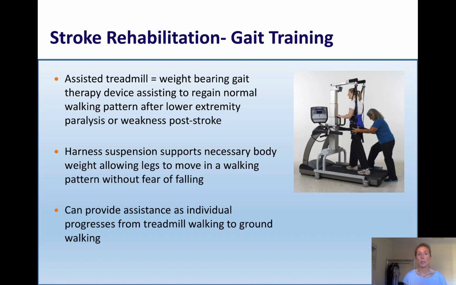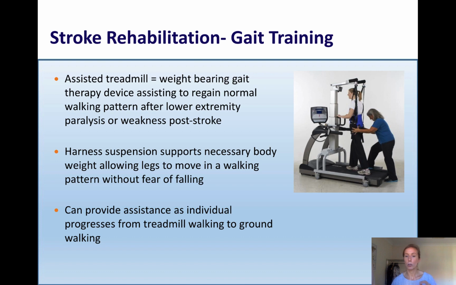So gait training can be really important in stroke rehabilitation. This is probably a more common, across-the-board area that we're always going to have to focus on. And a device that we typically rely on is what we call an assisted treadmill. This is where we use this harness and we control that weight-bearing gait therapy. So we can obviously reduce the body weight.